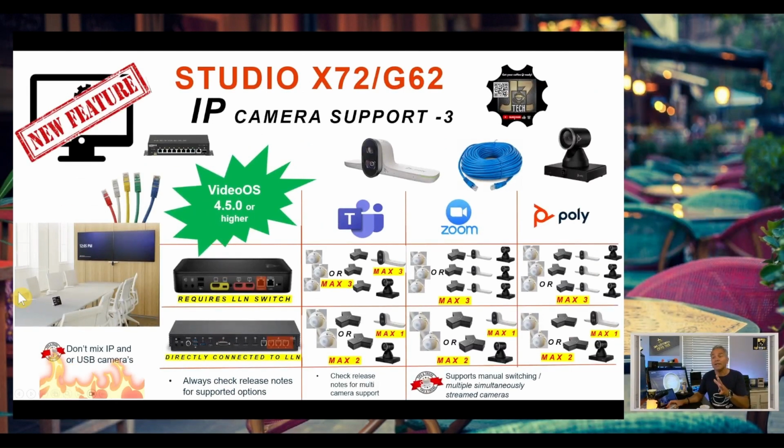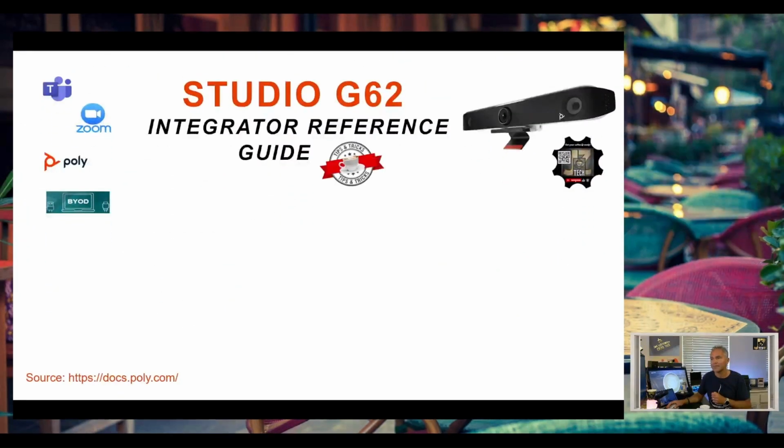Same here, don't mix IP and USB cameras. If you go the IP route for your microphones or for your cameras, stay there and then all should be working fine. But don't mix this with a USB camera. You can of course mix this with a third-party DSP, for example your G62, but not specifically with a camera.